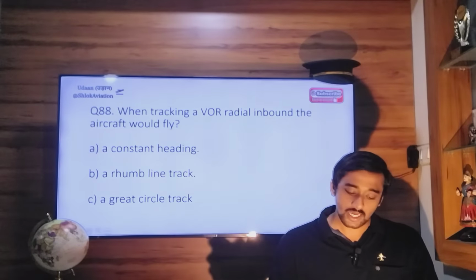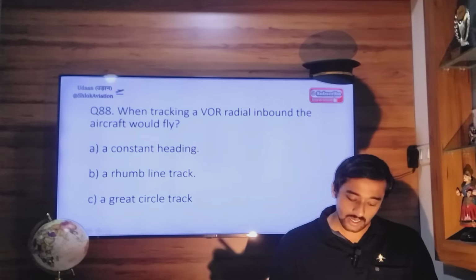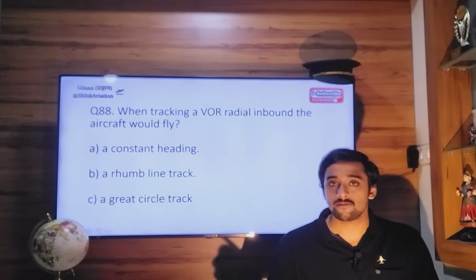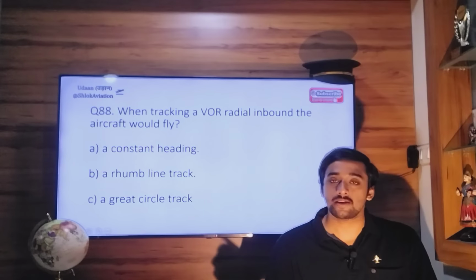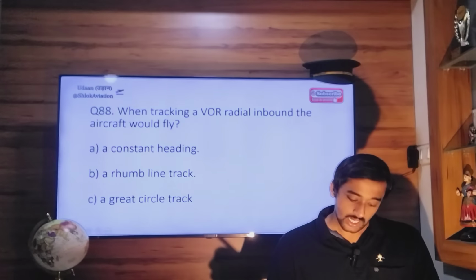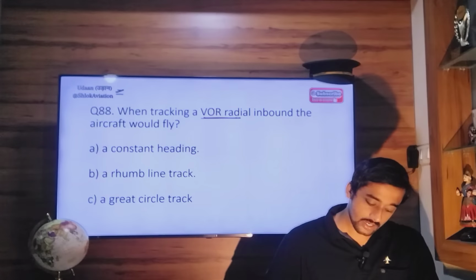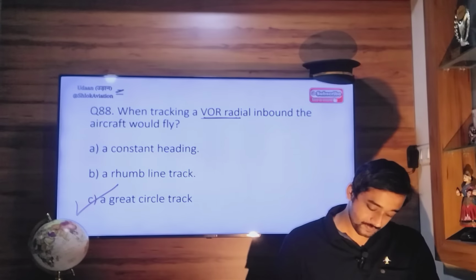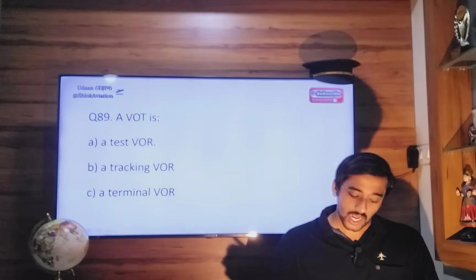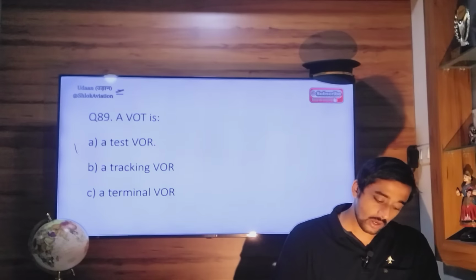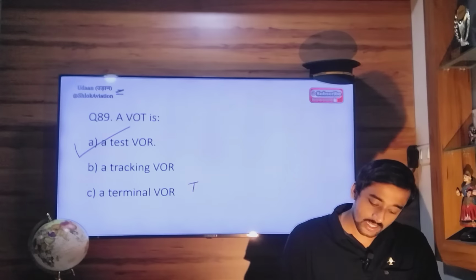Next, when tracking a VOR radial inbound, aircraft would be flying a constant heading? Not necessarily. You may be flying a VOR radial, but because of crosswind conditions, your aircraft heading may deviate from your track. Rhumb line track, great circle track. So remember, all VOR radials are great circle tracks. A VOT is a test VOR, tracking VOR, terminal VOR. So a VOT is a VOR test facility. Terminal VOR is written like this, TVOR.